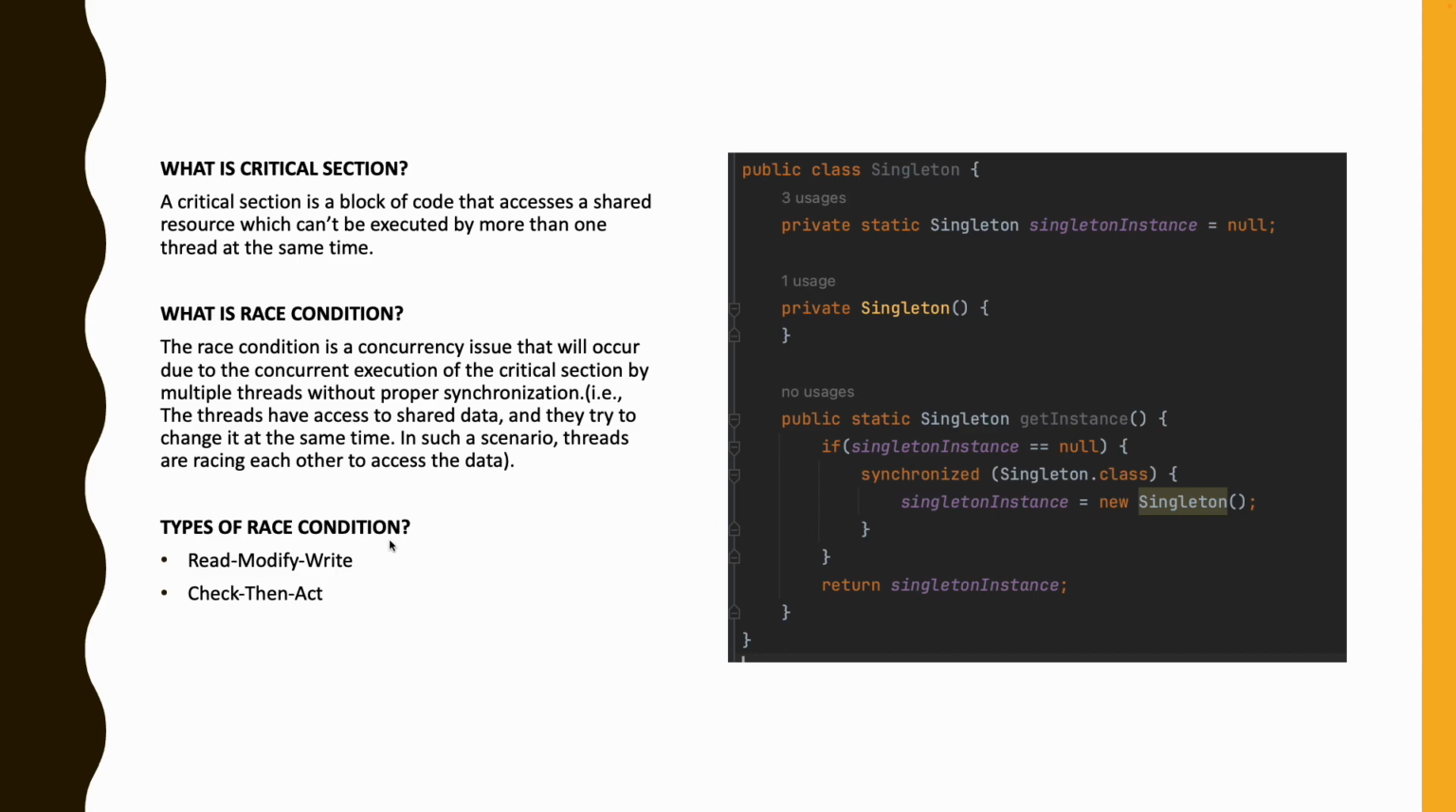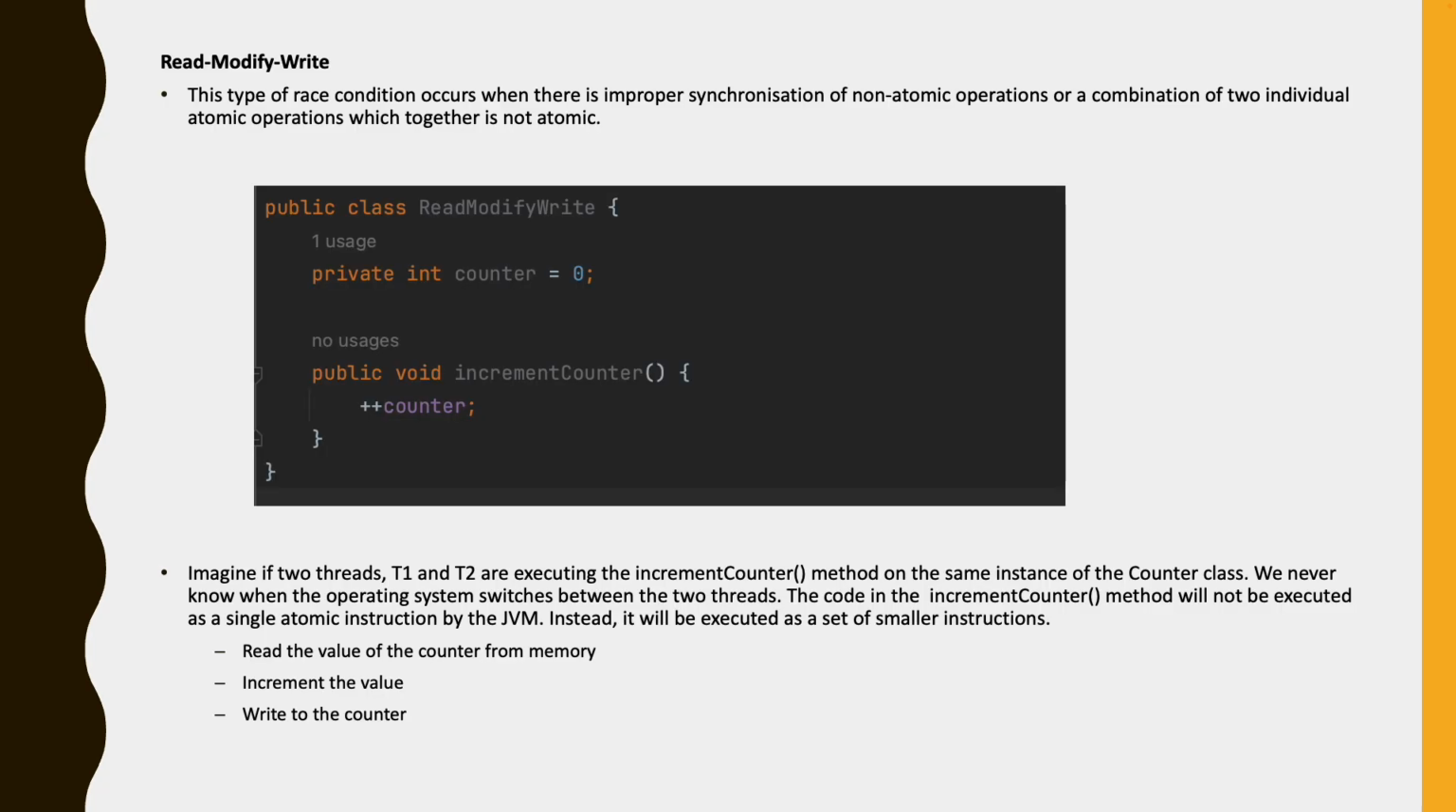So, what are the types of race condition? We have two types: read-modify-write, and check-then-act. We will see both of these with examples. Let's now understand what read-modify-write race condition is. This is a type of race condition which occurs when there is improper synchronization of non-atomic operations, or a combination of two or more individual atomic operations which together are not atomic.